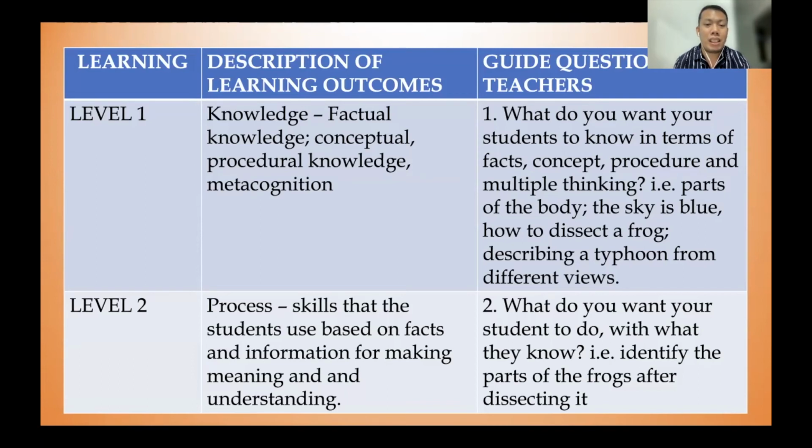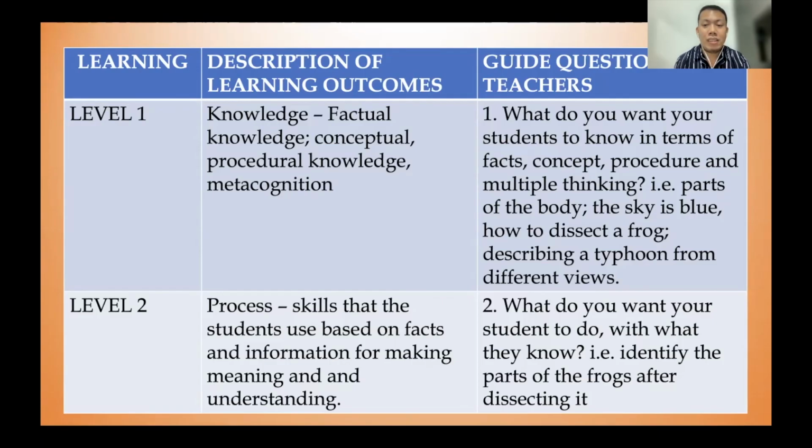For example, under level one, so this is under the knowledge, all types of knowledge: factual knowledge, conceptual, procedural, metacognition. So what are the possible questions? So what do you want your students to know in terms of facts, concept, procedure, and metacognition? Okay, so it is basic knowledge. So what are those things that you would like to impart to your students?